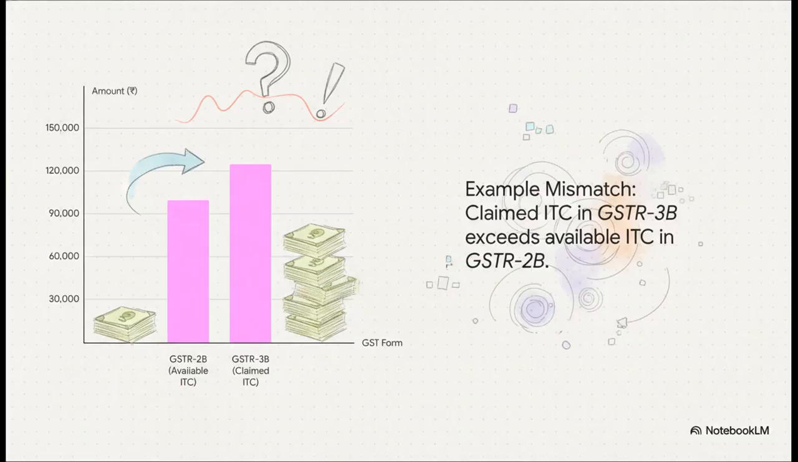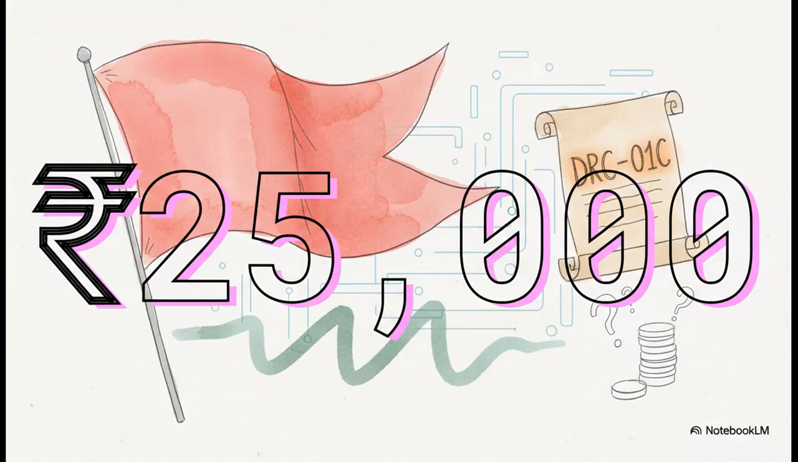And here's a perfect, simple example of what that looks like. Let's say your GSTR-2B shows you have an available credit of 1 lakh rupees. But when you filed your GSTR-3B, you actually claimed 1,25,000. See that gap? That's exactly what this automated system is designed to catch. That 25,000 rupee difference is the red flag. That's the excess amount you've claimed that the system isn't happy about, and that's precisely what triggers the DRC-01C notice, basically demanding that you either pay it back or explain it.